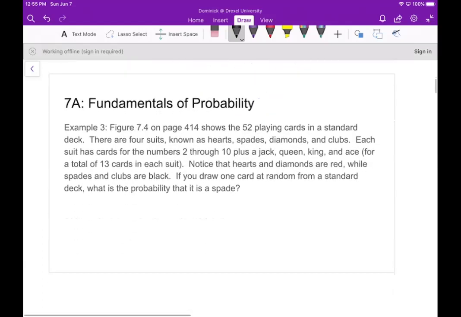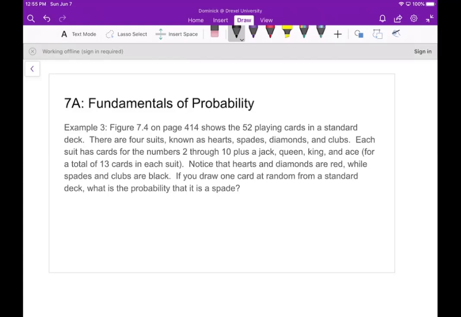Okay. Now, in the next example, they have a figure in the textbook, but it just shows the 52 playing cards in a standard deck. And we'll describe it a little bit here. So there's 4 suits. You have hearts, spades, diamonds, and clubs. Each suit has cards for the numbers 2 through 10, plus a jack, queen, king, and an ace, right? And of course, that gives you a total of 13 cards in each suit. Now, hearts and diamonds are red, while spades and clubs are black.